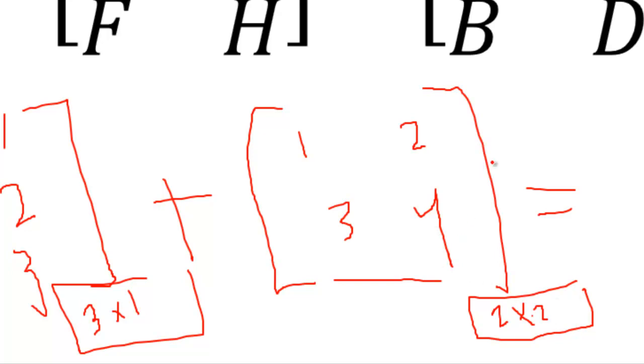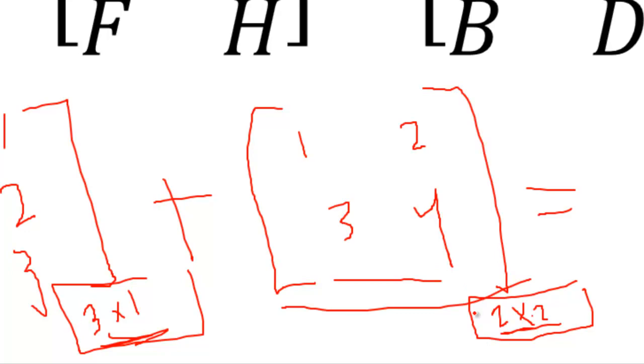Of course not, we said it already. The system of the first matrix must equal the system of the second matrix. So if we're gonna sum these matrices, both can be 3 times 1 or both can be 2 times 2.